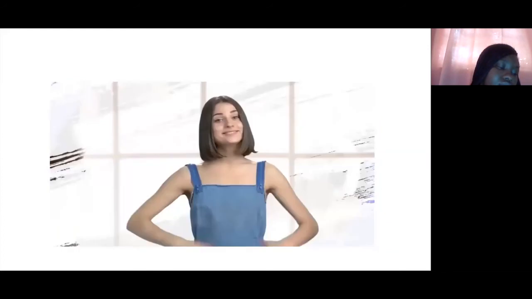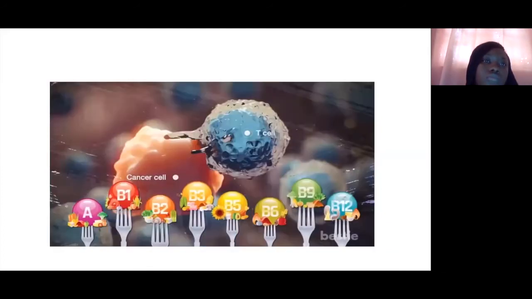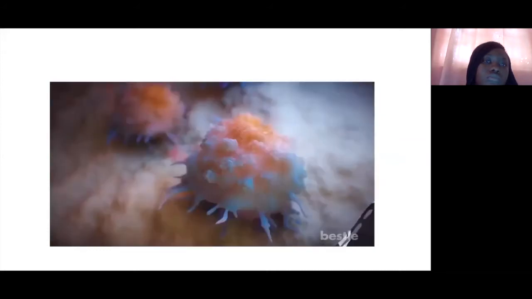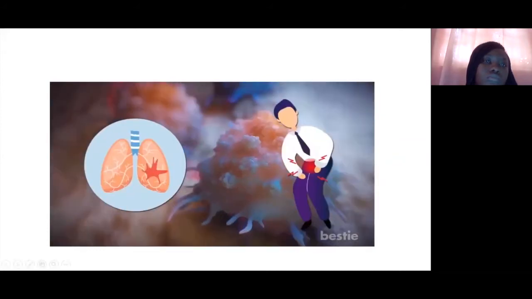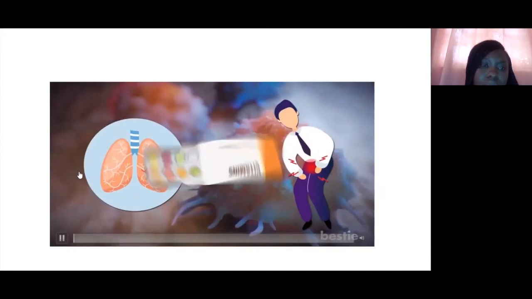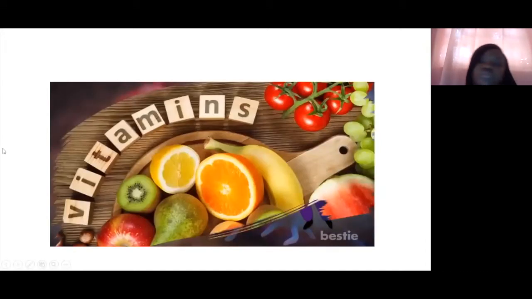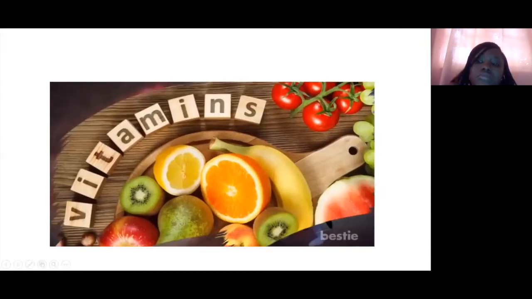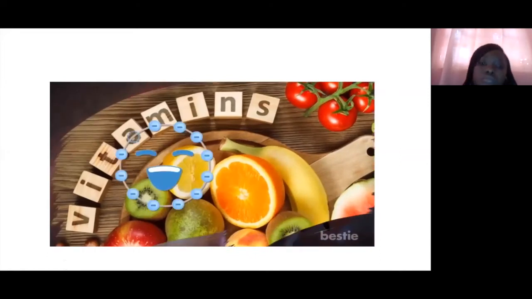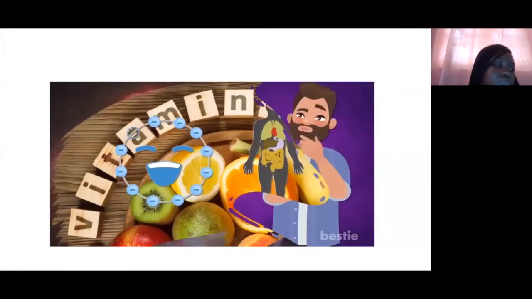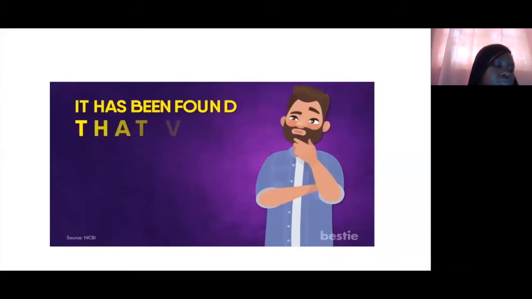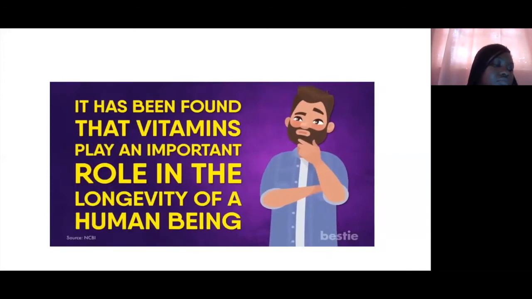On the other hand, having enough vitamins in your body would mean that you'll have a healthy immune system. The risks of getting lung and prostate cancer would also reduce with the proper intake of vitamins. Additionally, vitamins also have high levels of antioxidant properties that are good for your body. What's more, it's been found that vitamins play an important role in longevity of a human being.